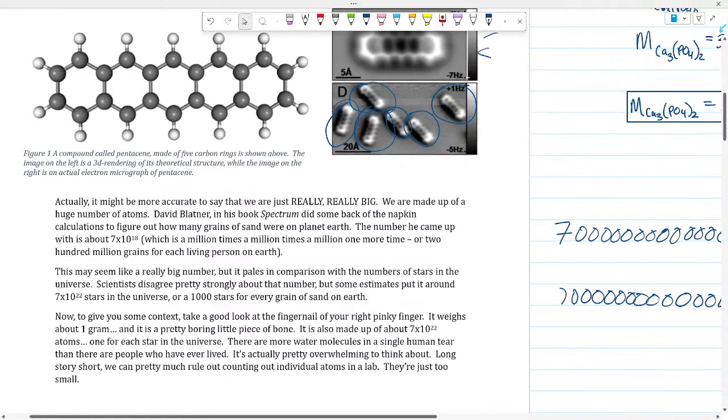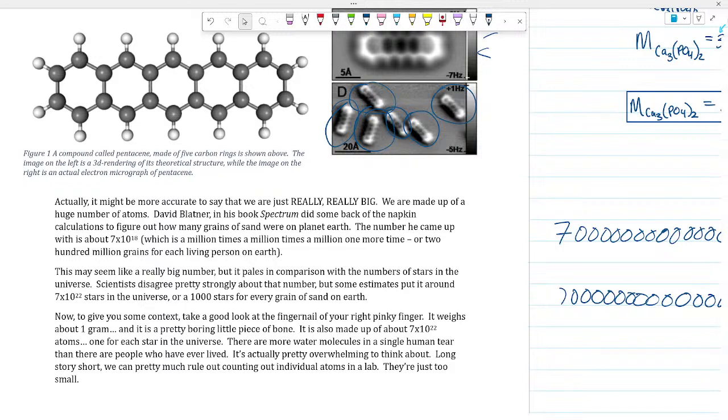That means that every grain of sand could have 1,000 stars. And since you have 100 million grains of sand to yourself, that means that you can have 100 billion stars to yourself. That's pretty good, right? Every single living person can have 100 billion stars.